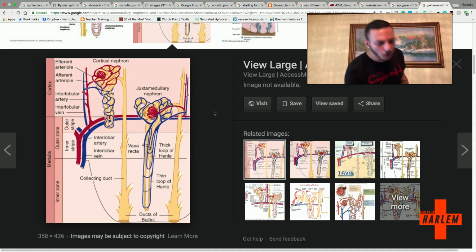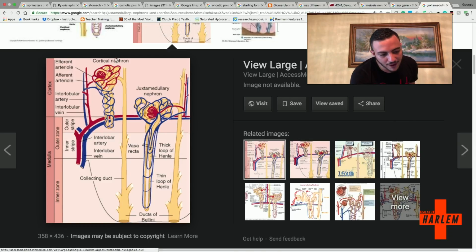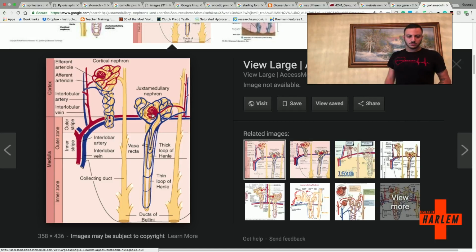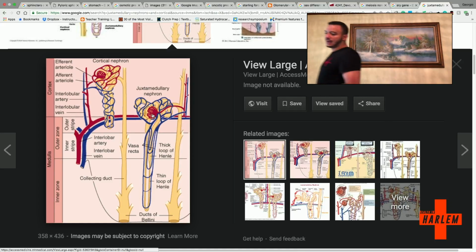So almost all of your nephrons are what we call cortical nephrons. And so that's 85% of all of your nephrons. And then about 15% of them are going to be found as juxtamedullary nephrons. So there are a couple of differences between the two, both in their position as well as their structure.